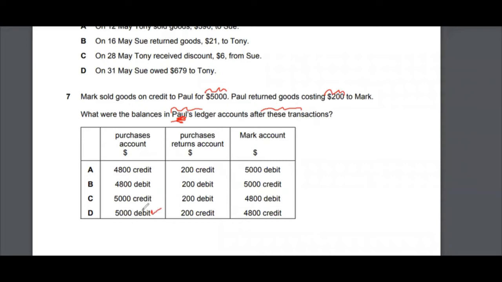The correct answer to multiple choice 7 would be option D. So purchase account debit in Paul's ledger and purchase returns account $200 credit because that was a return. And Paul would have to pay $4,800. That would be payable in Mark's account, so $4,800 credit because Mark will receive $4,800.